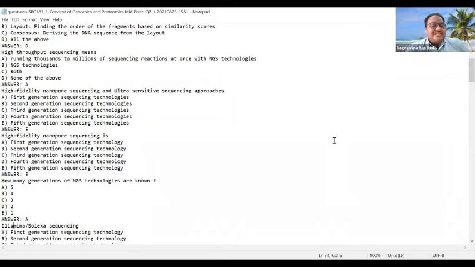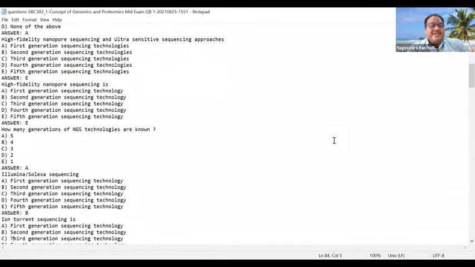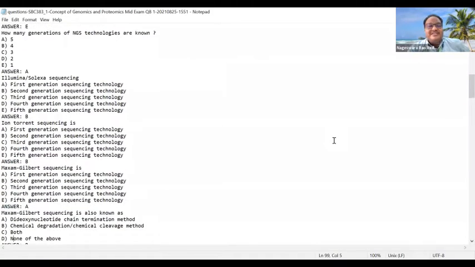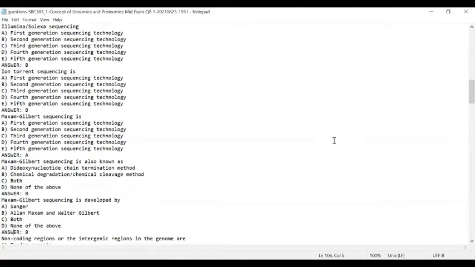Okay. The next question is Illumina or Solexa sequencing belongs to which generation? First, second, third, fourth, or fifth? Srinivas. Second generation sequencing technology. Yes, Illumina is second generation sequencing technology. Next one.